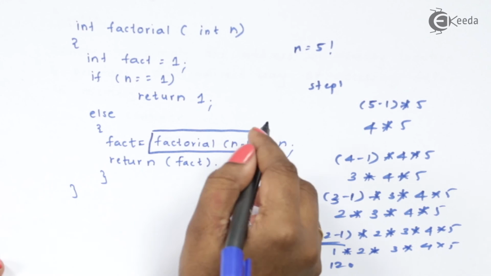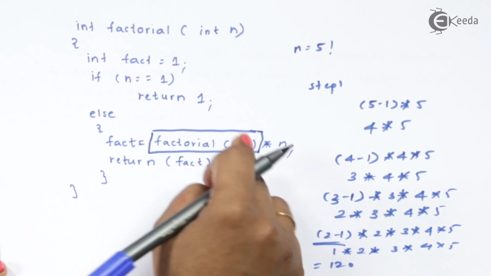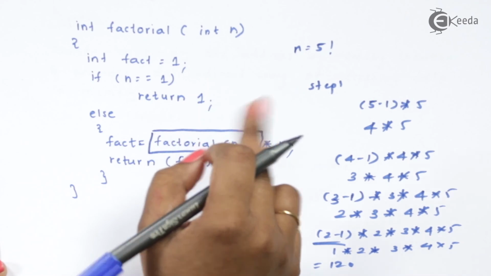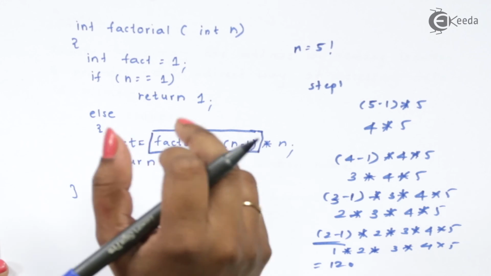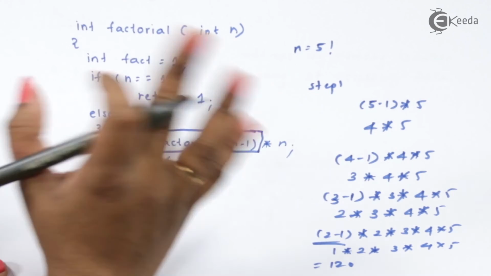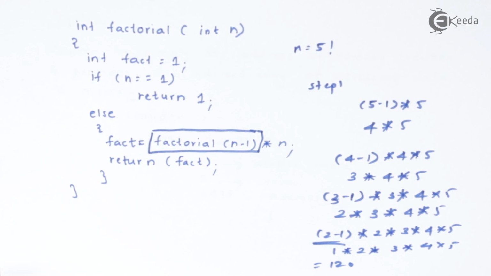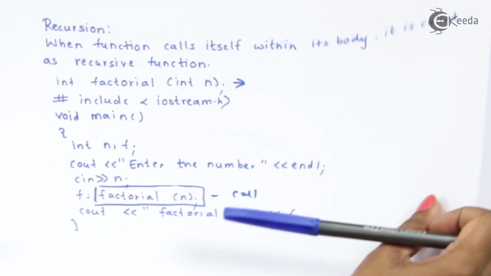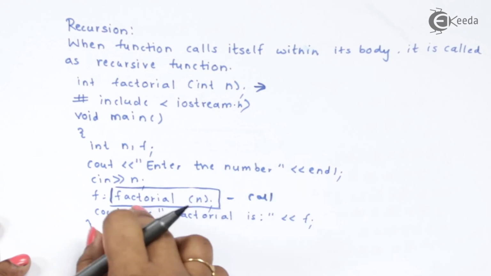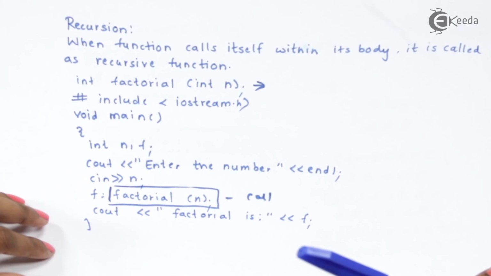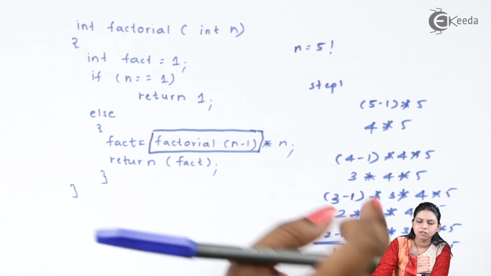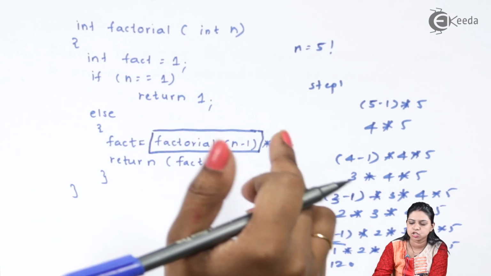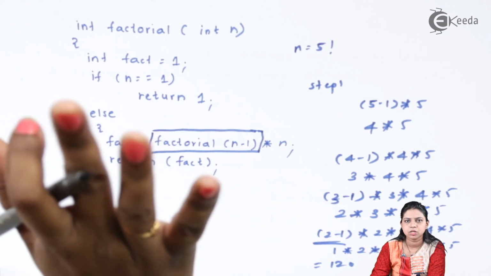So your factorial(n minus 1) function got called inside the factorial(n) function a repeated number of times. Hence I called it a recursive function. So this is the concept of recursion. What is recursion? When a function calls itself within its body, then I call it recursion. This was the function factorial(n), and this function called factorial(n) repeatedly inside itself, hence I called it recursion. So I hope you have understood the concept of recursion.